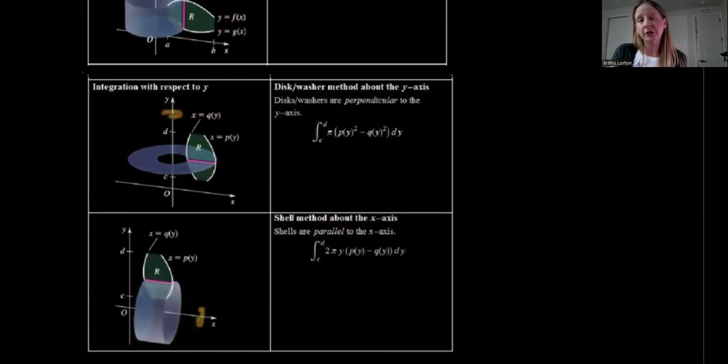And then think about washer is going to be pi times big R squared minus little r squared. And then shell is going to be 2 pi times the radius times the height. And anytime your center is shifted, whether you're doing washer or shell method, it's the radius that changes. All right, so that's what we got for the shell method. Thanks, everybody.